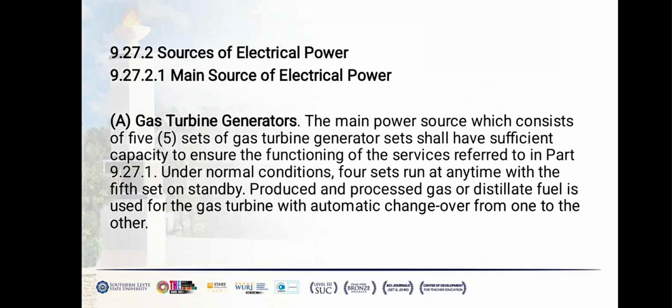Produce and process gas or distillate fuel is used for the gas turbine with automatic changeover from one to the other. So, gas turbine generators are the main source of power, where 4 sets run at any time while the 5th set is on standby in case of emergency, something like that.